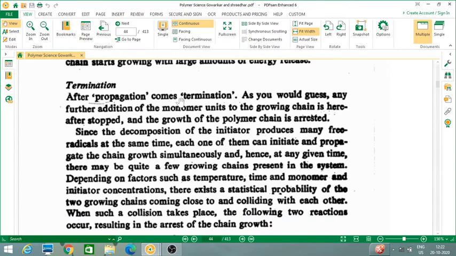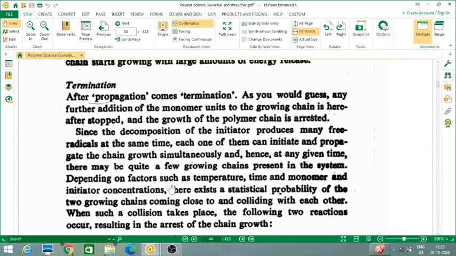Termination. After propagation comes termination. As you would guess, any further addition of monomer units to the growing chain is hereafter stopped, and the growth of the polymer chain is arrested. Since the decomposition of the initiator produces many free radicals at the same time, each one of them can initiate and propagate chain growth simultaneously. So many free radicals are produced during the decomposition of the initiator, and they can all start chain growth, and hence at any given time there may be quite a few growing chains present in the system.